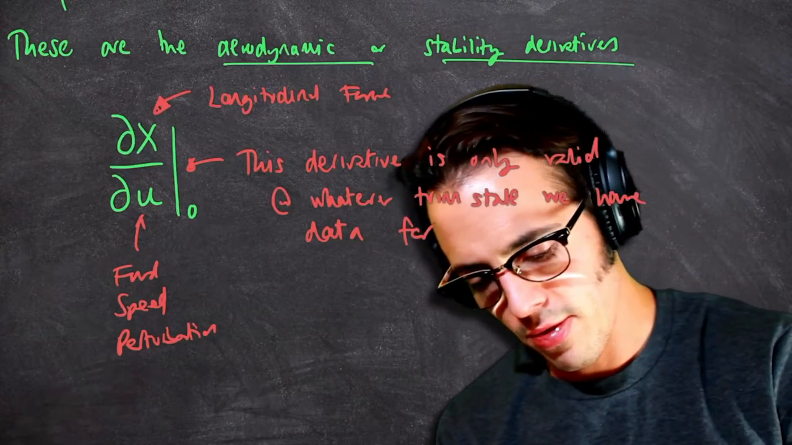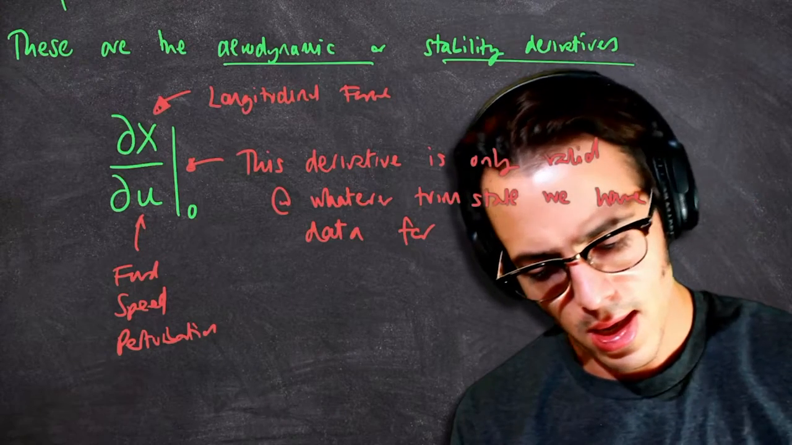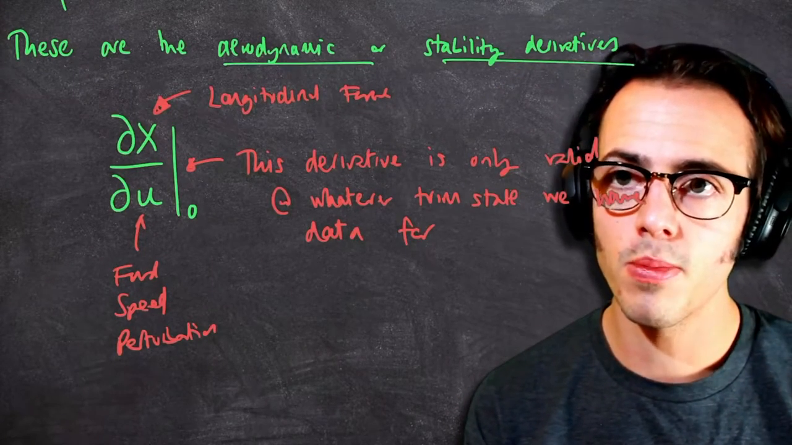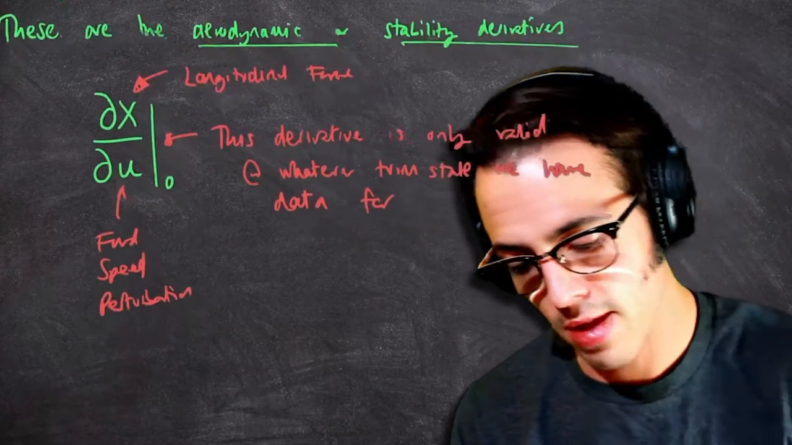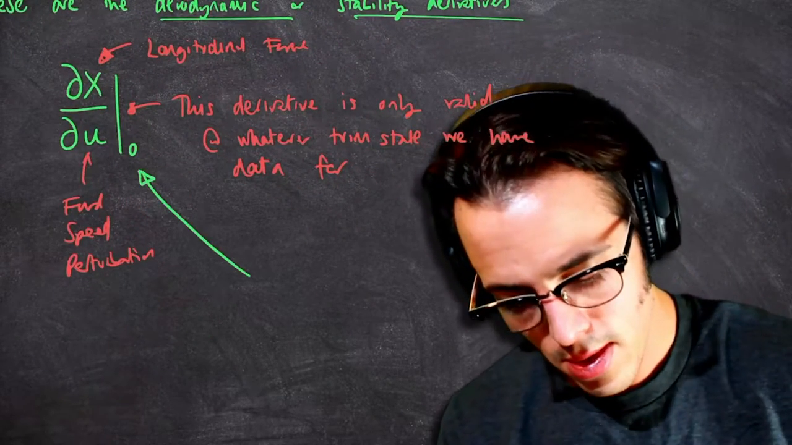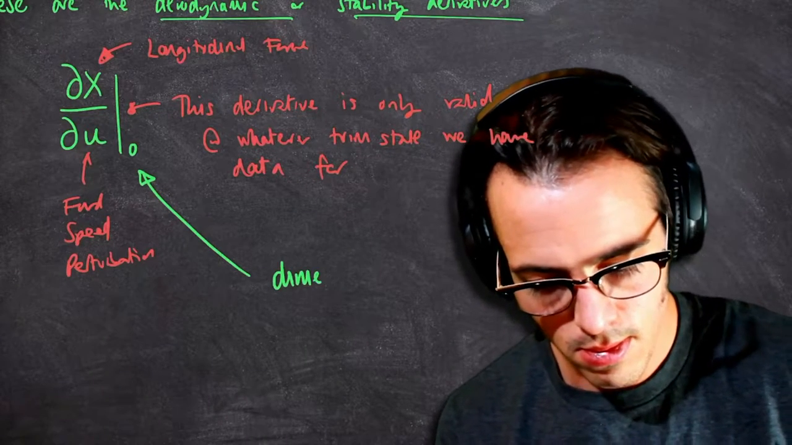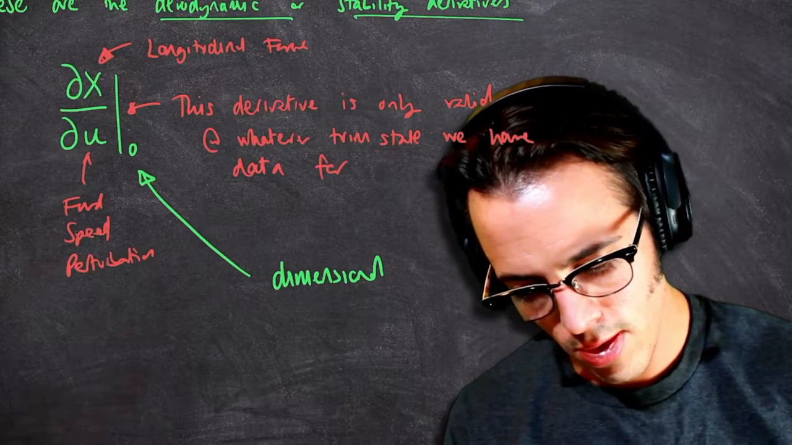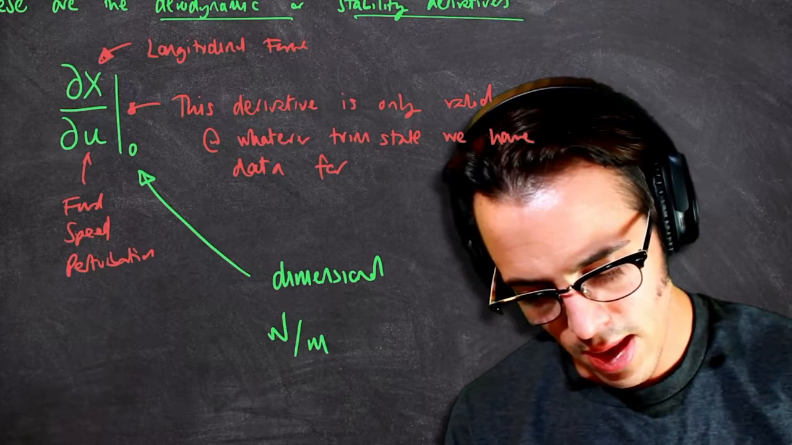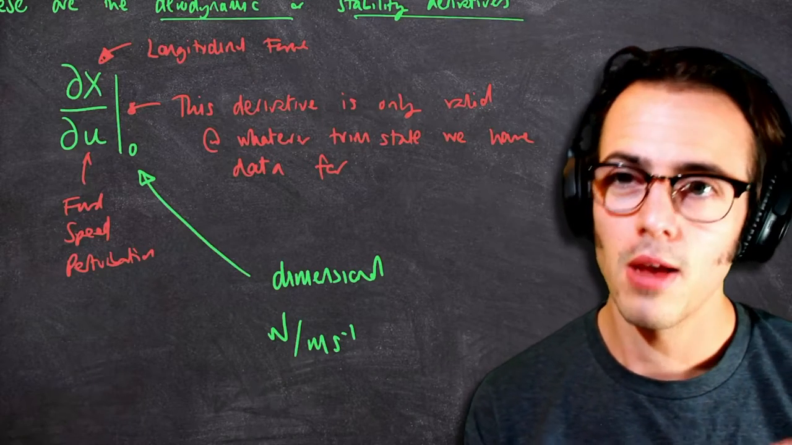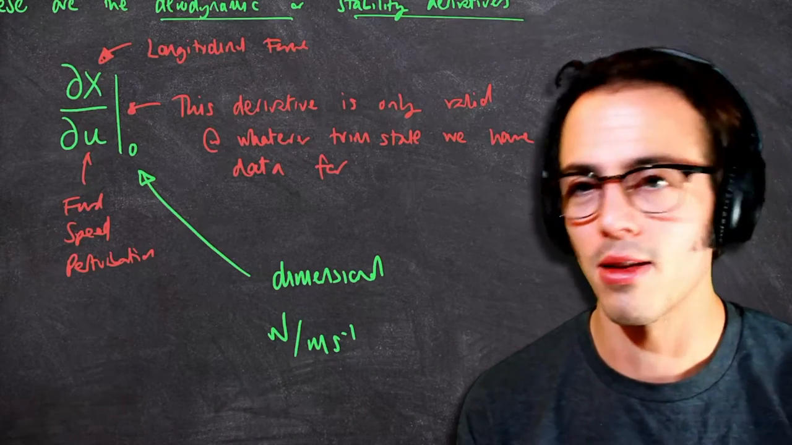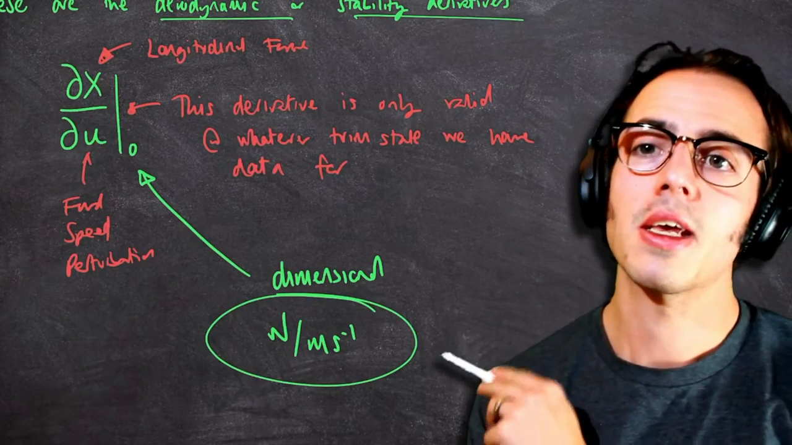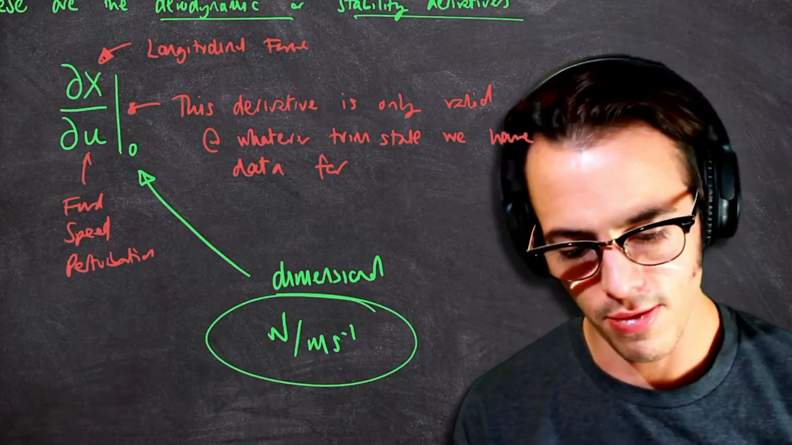So let's just think about these derivatives as well. This example up here, like we say, is the rate of change of longitudinal force with a forward speed perturbation. These are all dimensional. So this one would have the units of newtons per meters per second, or newton seconds per meter, whatever these units are here. But this is only going to be valid at the point at which we've actually got some data for them.